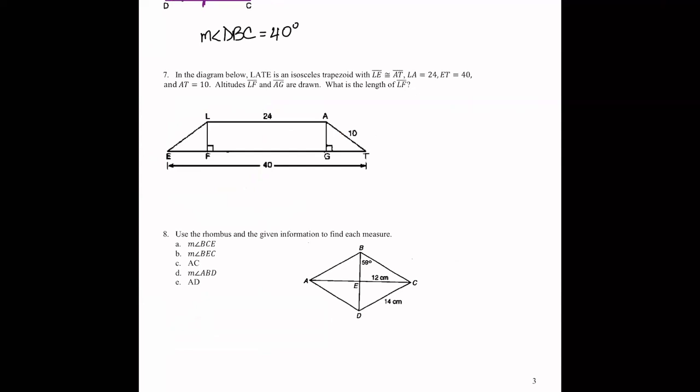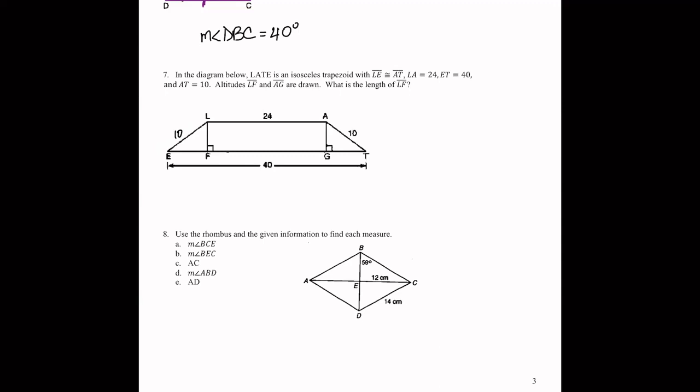Yeah, trapezoid, LE can grow to AT. Right. So LE, a little tiny segment on the fringe there, is congruent to AT. So if we know that they're congruent, then they're both going to be measured at 10 units. LA is 24, that was marked on there already. ET is 40, AT is 10, well, we already addressed that. Altitudes LF and AG are shown.